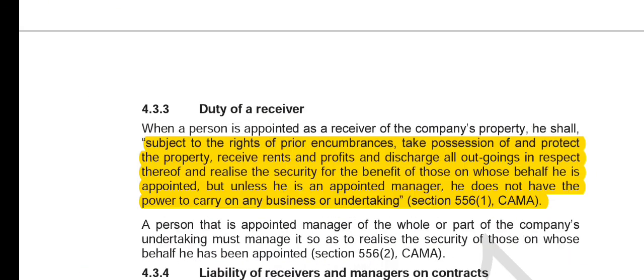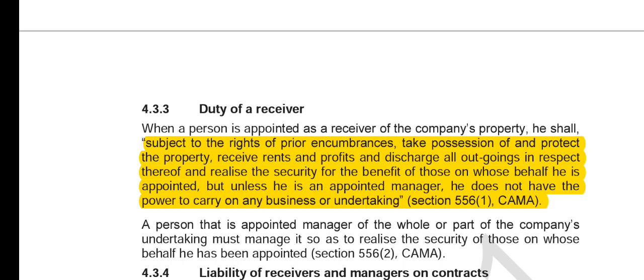And the duty of a receiver, the different duties of a receiver. First, when a person is appointed as a receiver of a company, it is expected that he shall, subject to the right of prior encumbrances, take possession of and protect the company's property, receive rent and profit, and discharge all outgoings in respect thereof, and realize security for the benefit of those on whose behalf he is appointed. But unless he is appointed manager, he does not have power to carry on any business undertaking.